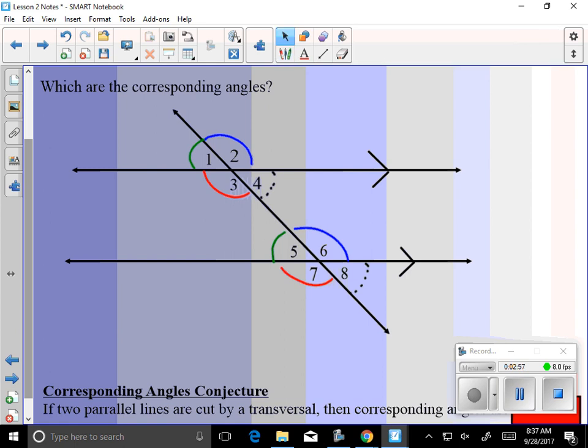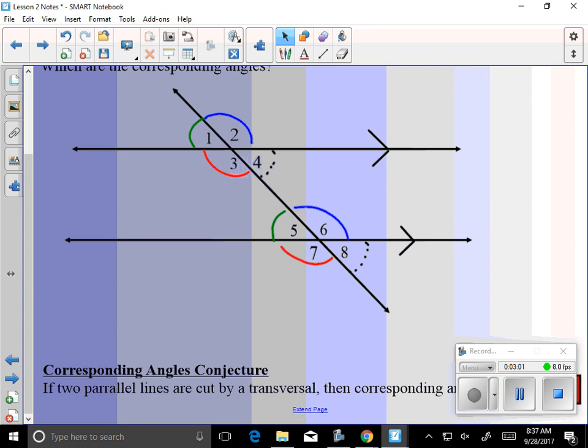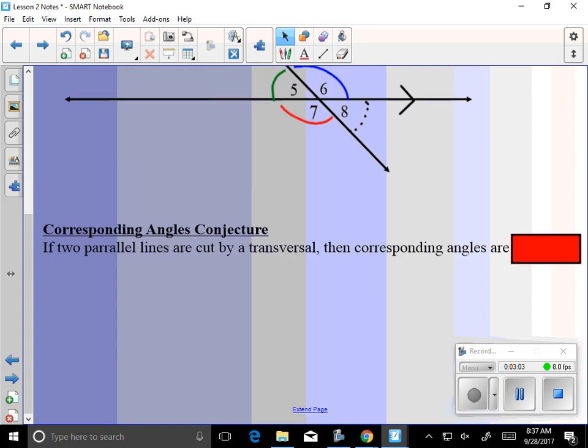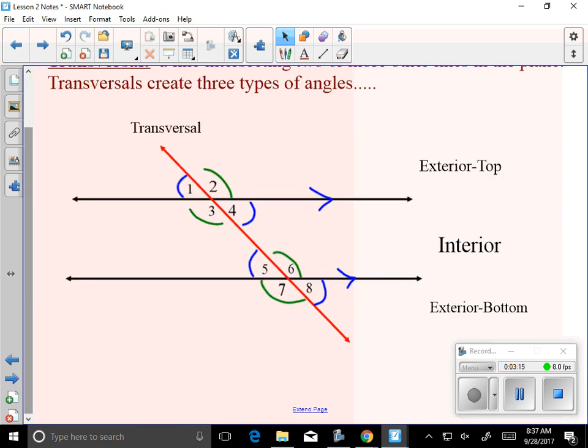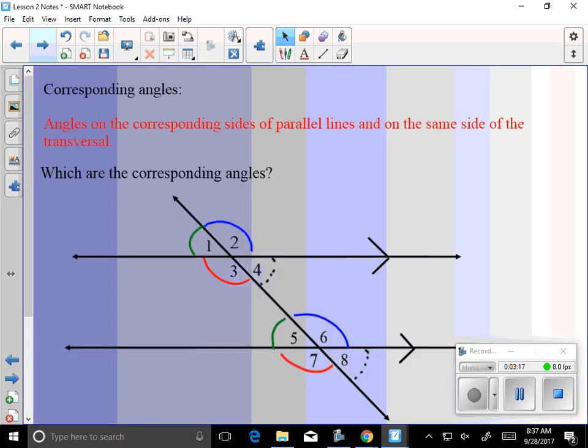Those are corresponding angles. Here's the conjecture down here. I'm just going to expose what's behind the red box, or maybe ask you. If 2 parallel lines are cut by a transversal, then corresponding angles are, yeah, congruent. Too easy. Perfect. So corresponding angles: same side of the transversal, same side of the parallel lines.